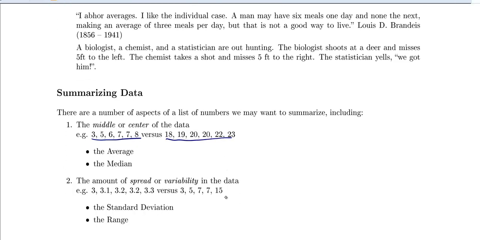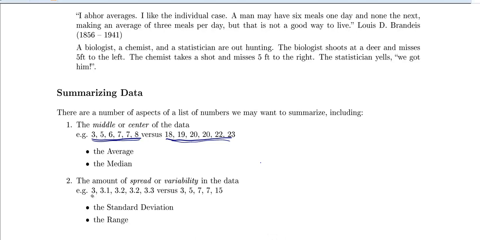But we also have what's called the spread or variability in the data that we want to measure. Because if you look up at our previous two sets of numbers, notice that they vary about by the same amount. So from 3 to 8, that's a difference of 5. 18 to 23, that's a difference of 5. Okay, they're spread out about the same.